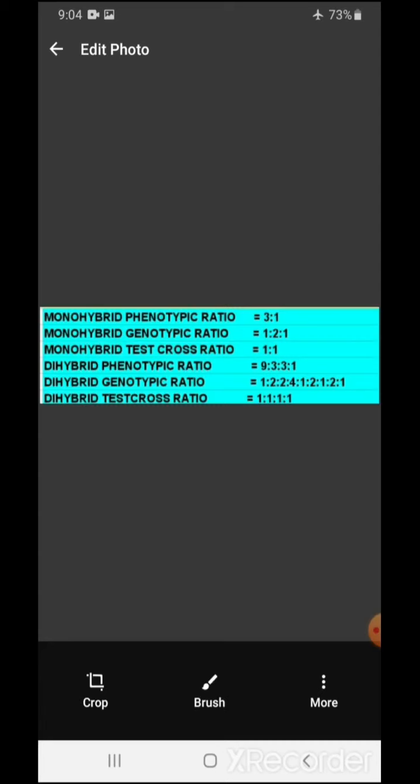So the phenotypic ratio in dihybrid is 9:3:3:1. The dihybrid genotypic ratio is 1:2:2:4:1:2:1:2:1. This is the important one. Then last one, the dihybrid test cross ratio is 1:1:1:1.